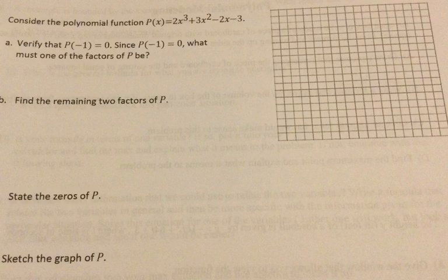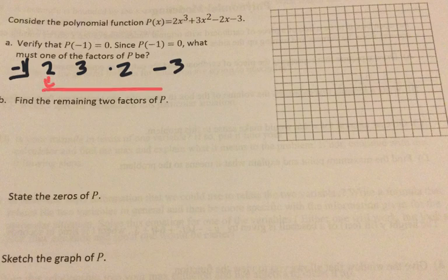A, verify that p of -1 is equal to 0. So if I need to verify that, we could plug in -1, or we're going to use the remainder theorem here. So this would be 2, 3, -2, and -3. And I need to get a remainder of 0. So I bring down the 2. That's -2, that's 1, that's -1, that's -3, that's +3, and 0.